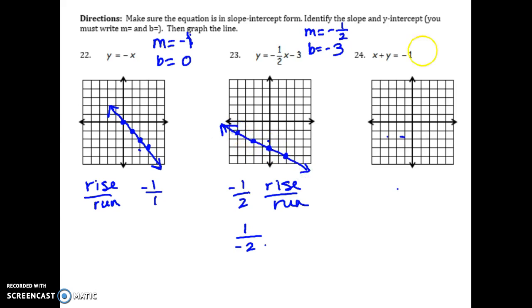All right. Let's rewrite number 24 and bring the x to the other side. So y is equal to negative x minus 1. And therefore, my slope is negative 1, and my y-intercept is also negative 1. So I'm going to start right here. And my slope is negative 1, so negative 1 over 1 would be my rise over my run. So I'm going to go down 1 to the right 1, down 1 to the right 1, okay, or up 1 to the left 1. And I've got my graph with a negative slope.